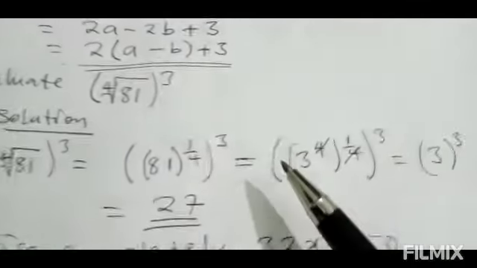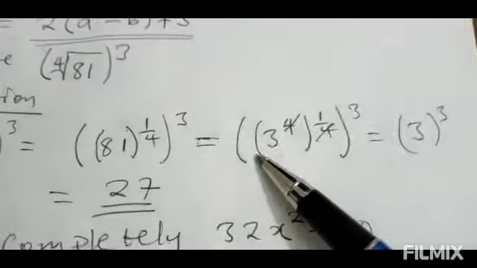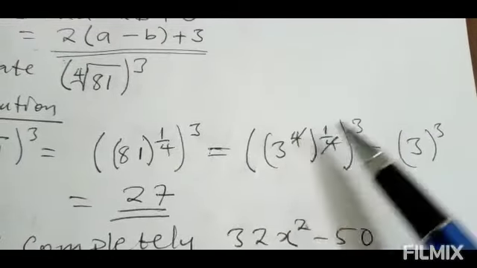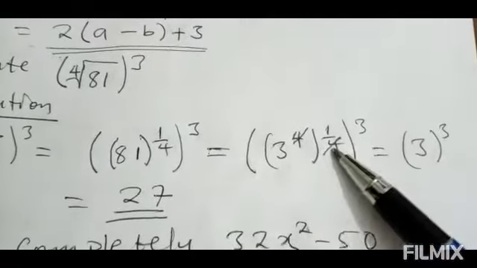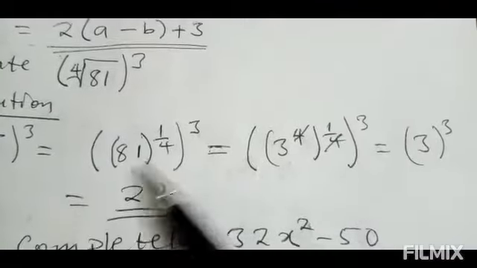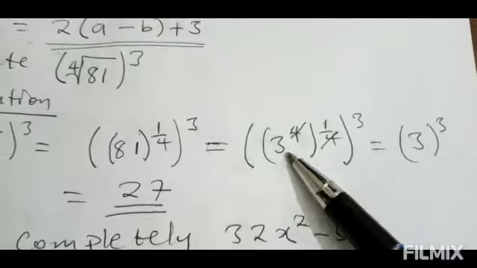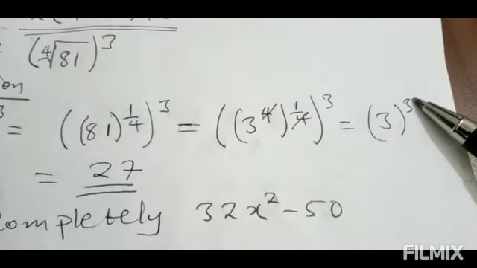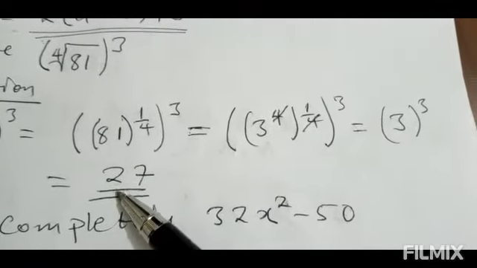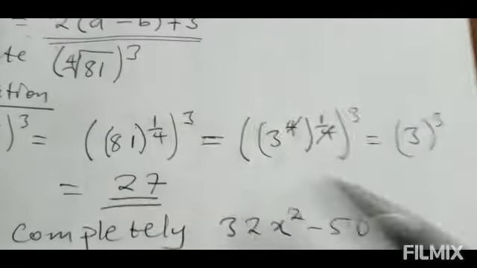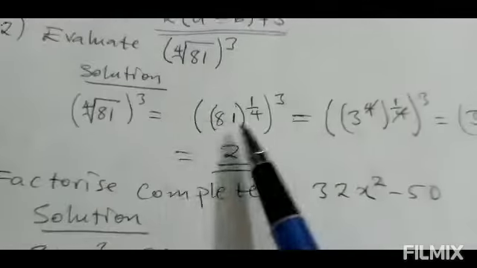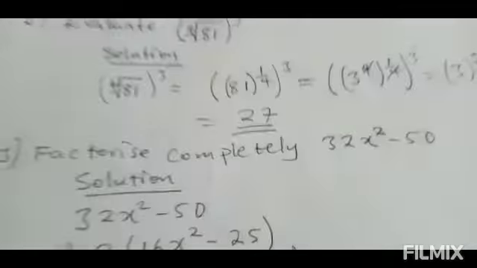We are following the order of operation. So here 3 to the power 4, okay, then power 1 over 4, because the fourth root of 81 is 3, okay, then 3 power 3 is 27, okay, 3 times 3 times 3 gives us 27, 3 times 3 times 3 times 3 gives us 81, all right?